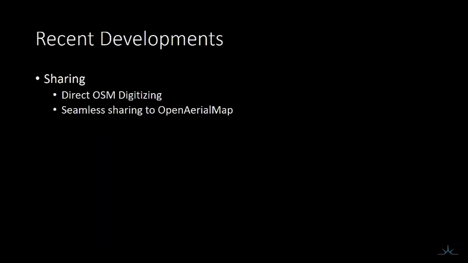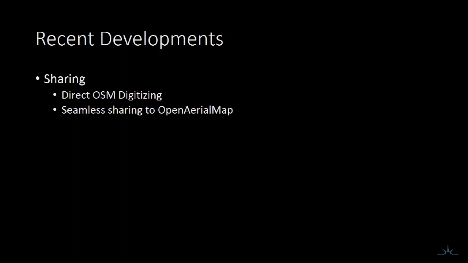So recent developments. We've added some interesting things. You want to be able to process the data, and you want to be able to share it easily. One of the cool things that got added in the last 9 months, maybe 6 months, is direct OpenStreetMap digitizing. So you process your data, you're ready to go. This is all in WebODM. And there's just a little button to then take that out to OSM and start digitizing and adding to that data set.